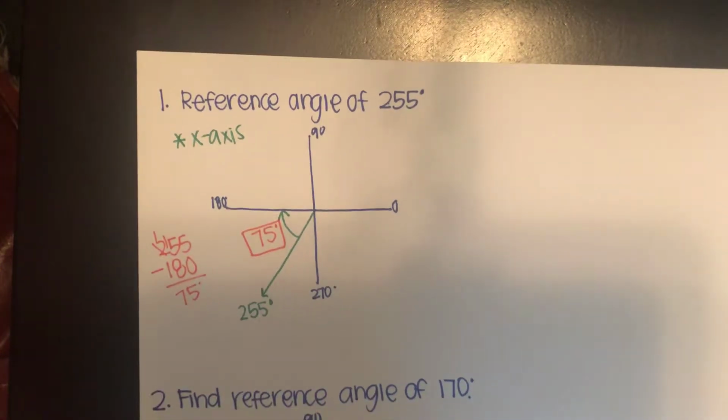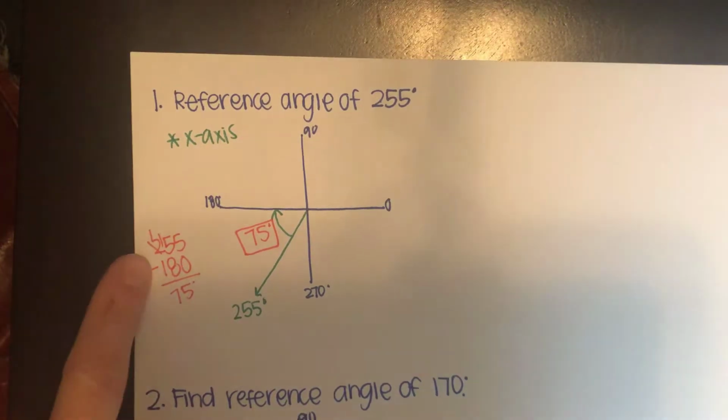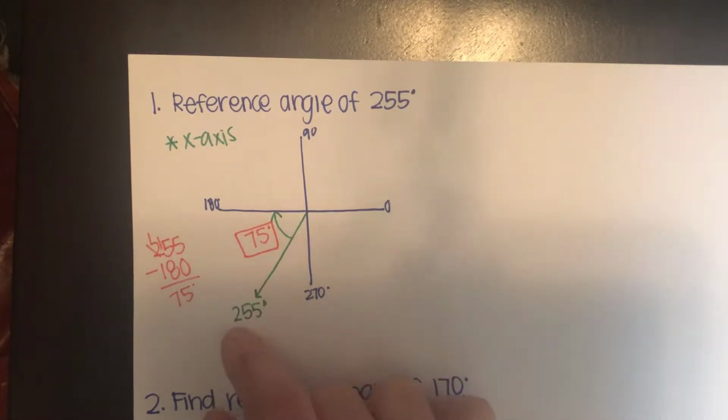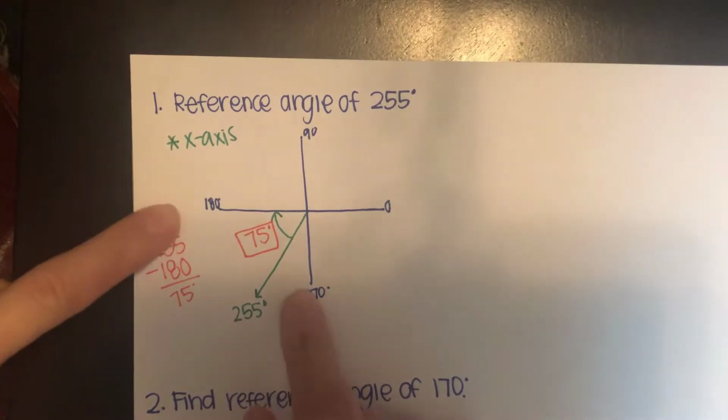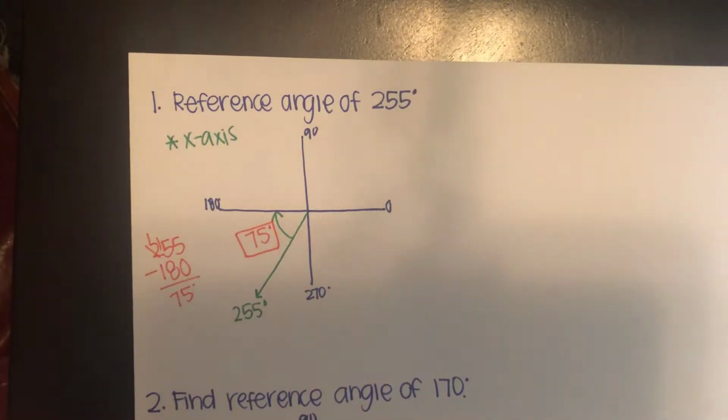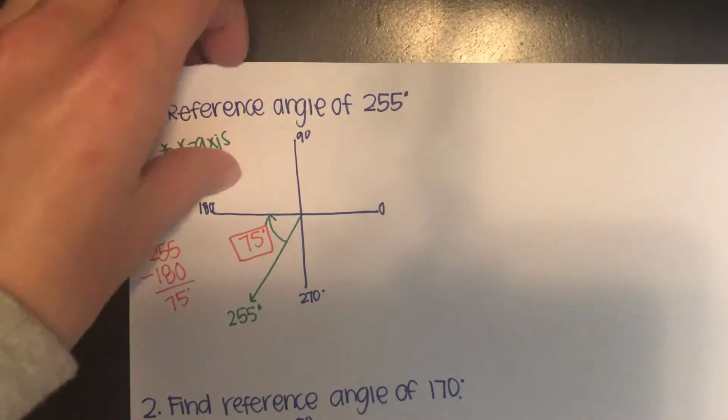Okay, for number one, you were told to find the reference angle of 255 degrees. To find the reference angle, you're always going to form the angle with the x-axis. Here I put my terminal side at 255 degrees, which is between 180 and 270 in quadrant 3. When you subtract 180 degrees, it's a 75-degree reference angle for number one.